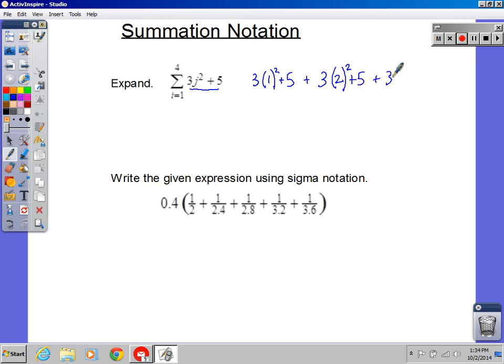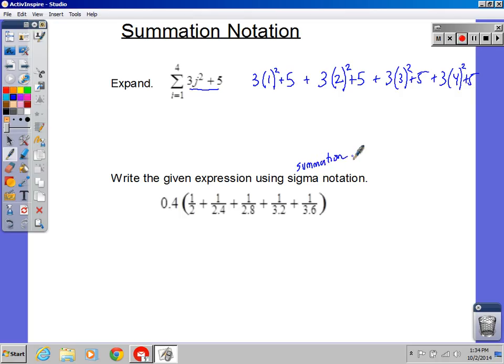2, 3, and 4. It does not say evaluate, it just says expand, so that's enough. Another type that you might get would be like this one down here, where it says write the given expression using sigma notation. You could also see summation notation.